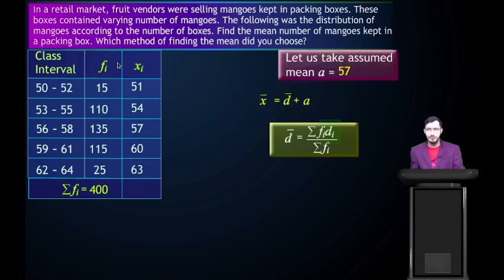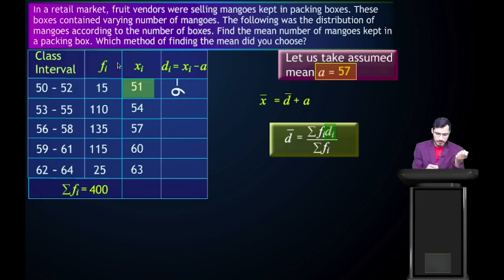Then x bar is equal to d bar plus A, where d bar is sigma fd by sigma f. Then d is equal to xi minus A, and xi is 51 and A is equal to 57. So 51 minus 57, we get minus 6. Then 54 minus 57, then 57 minus 57, then 60 minus 57, then 63 minus 57.